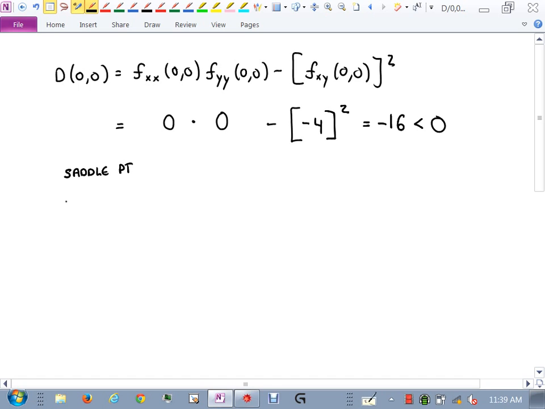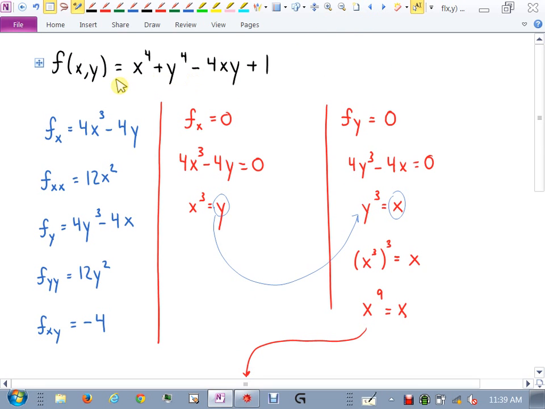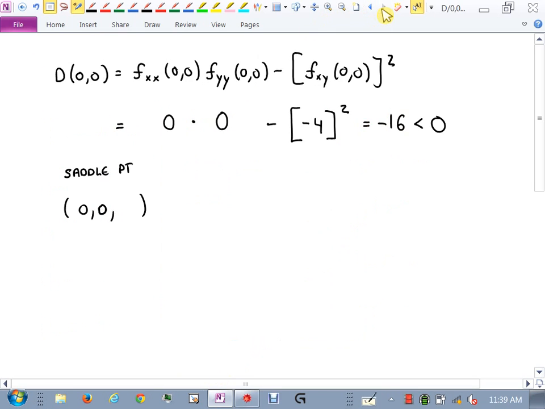Therefore, I have a saddle point. Where's my saddle point? 0, 0, and then go get that z coordinate. Where do I get that again? Plug it into the original function. So if I plug in 0, 0 in here, what do I get? 1. So if I go to that point on the surface, it should be a saddle point. Now we have to do the same thing for 1, 1, and same thing for negative 1, negative 1.